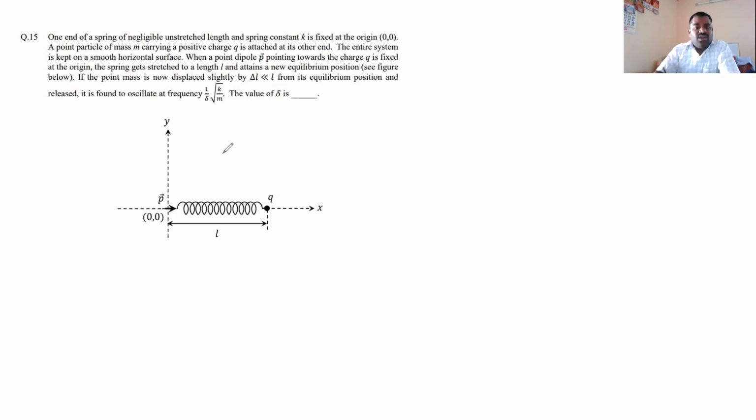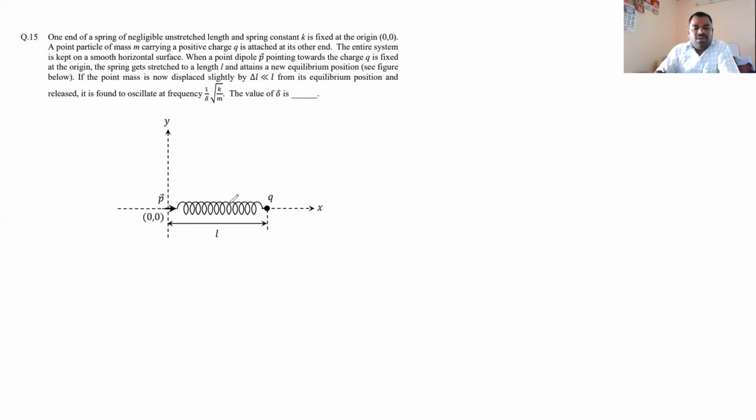Now it is given that a spring of negligible unstretched length, with spring constant k, has one end fixed at the origin. A point particle of mass m carrying a positive charge q is attached to the other end of the spring. The entire system is kept on a smooth horizontal surface. Now we are placing a dipole at the origin.